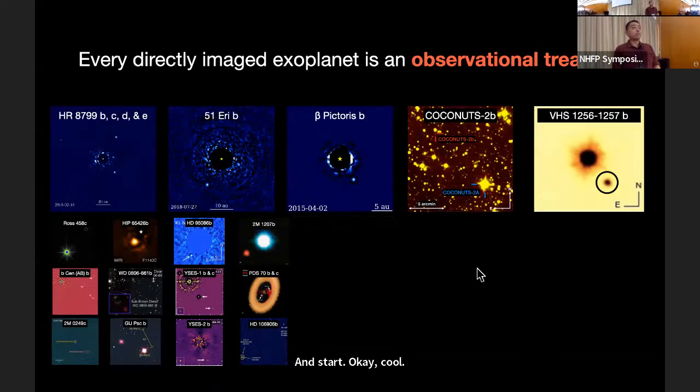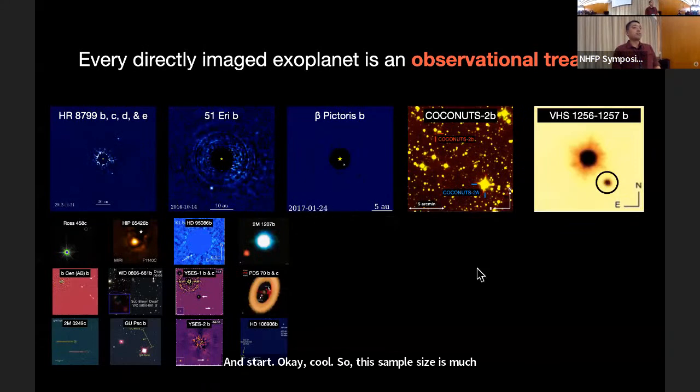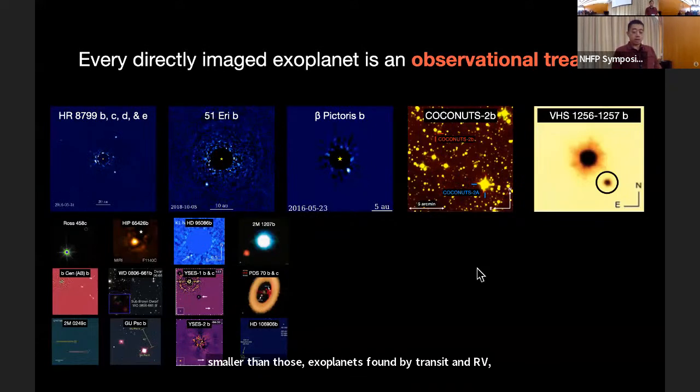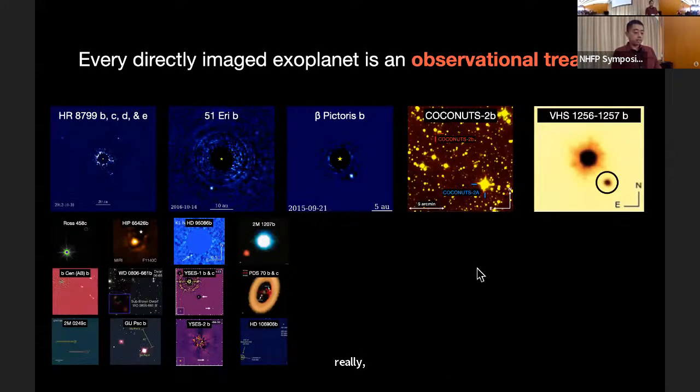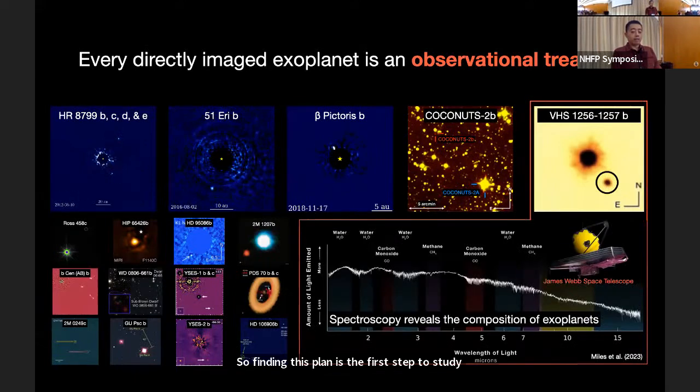This sample size is much smaller than those exoplanets found by transits and RV. But that means each planet in this sample is really an observational treasure. So finding these planets is the first step to study these systems. And in order to further understand how they form and their specific properties, we need spectroscopy.